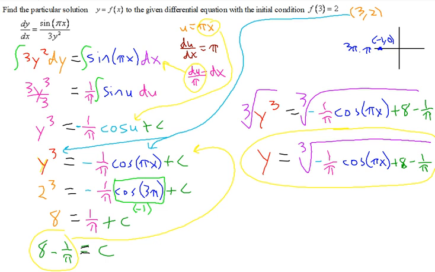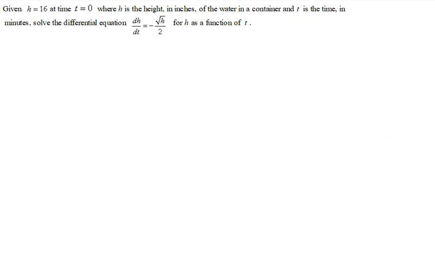All right, let's go one last one. A lot of these separation problems will be abstract problems using x and y, but sometimes you might get some applied problems like this too. So let's see how we do this with an applied problem. This time it says given h equals 16 at time 0. That's basically telling you your initial condition.